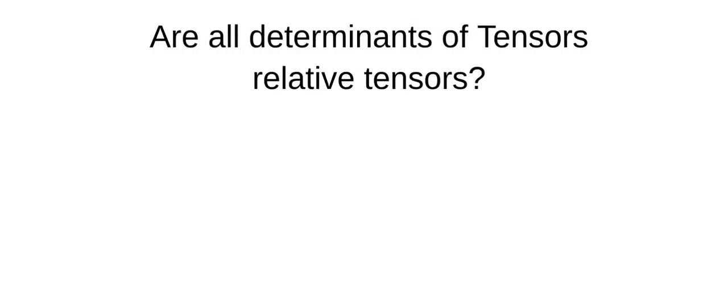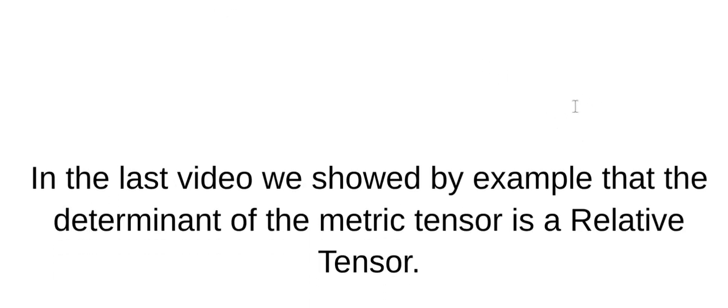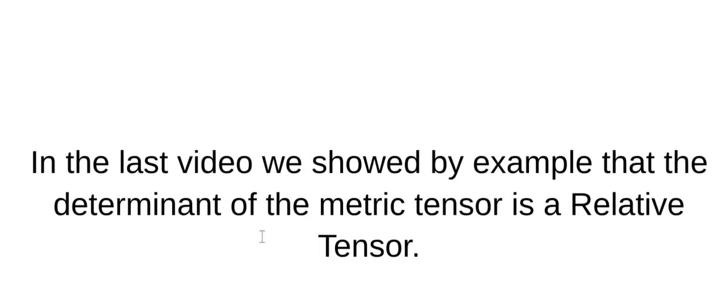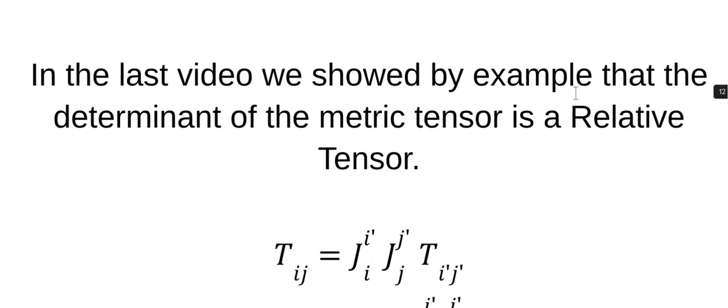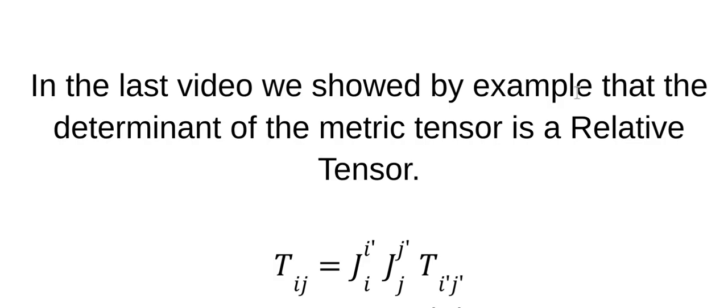Hello. Yesterday, what we worked on led me to ask myself this question. Are all determinants of tensors relative tensors? Because yesterday, we showed by example that the determinant of the metric tensor is a relative tensor. So, what about any arbitrary covariant tensor of rank 2? Because that's what a metric tensor is. Is this true for all tensors of this format?